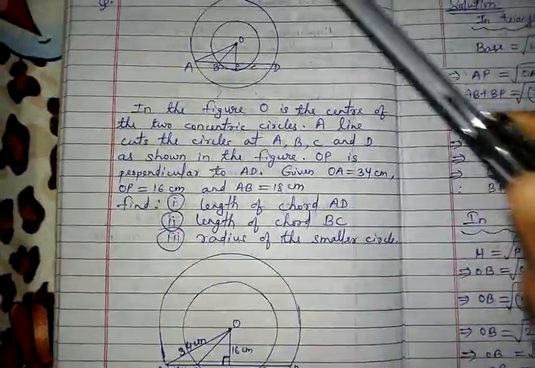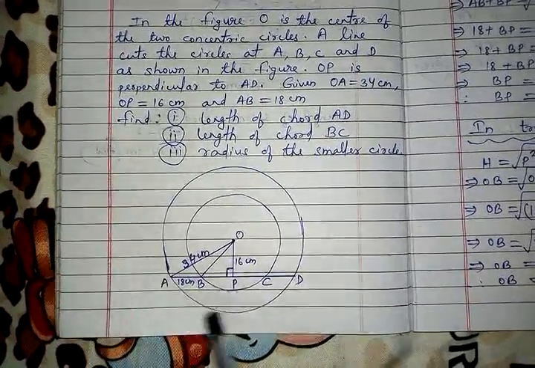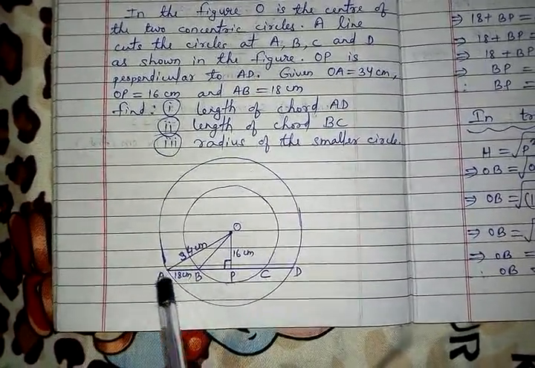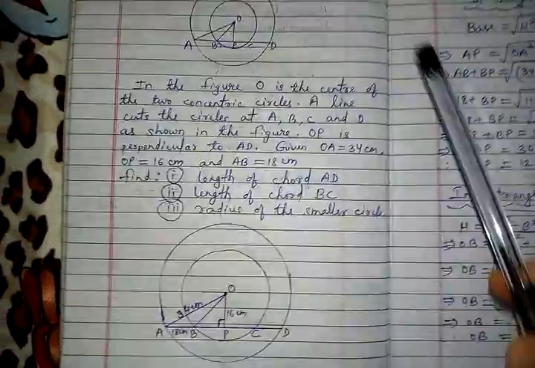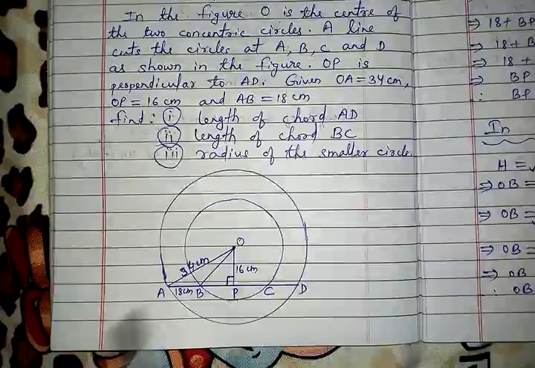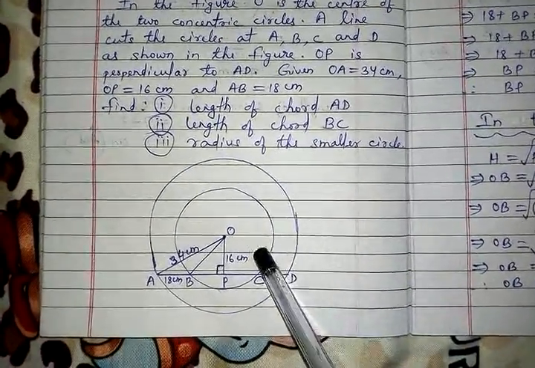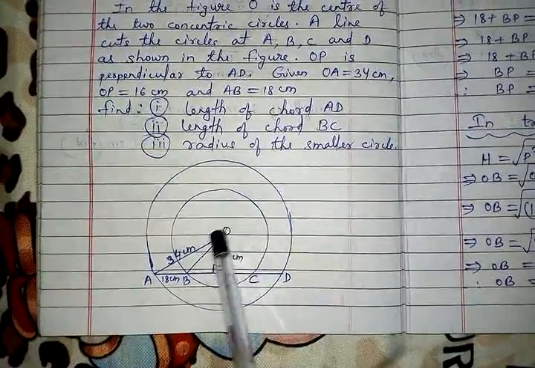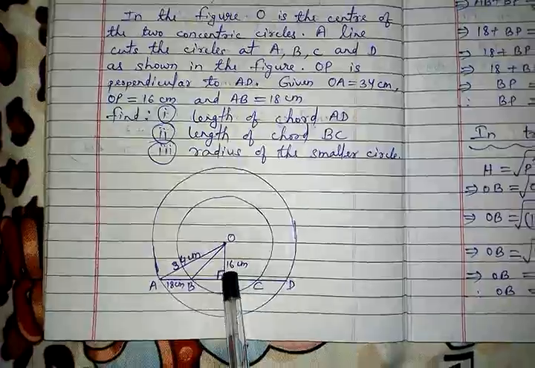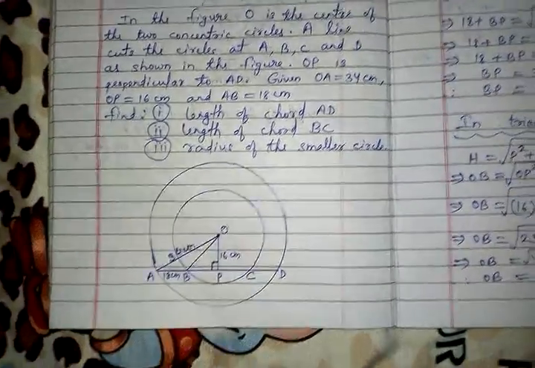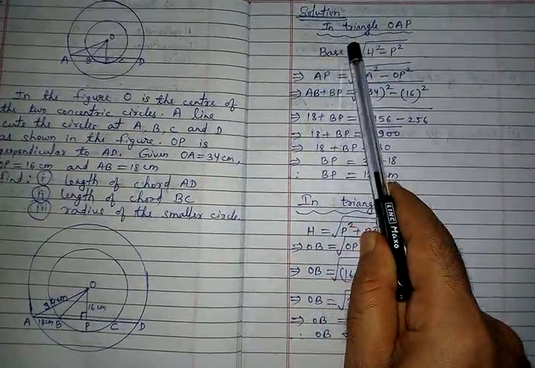So here you can see the same diagram I have made a little bit bigger, because by making a bigger circle I am able to write all the values very distinctly and the diagram looks better than the smaller one. So I made a larger one, same diagram but a little bit bigger in size, and all the values I have put. OP is 16, OA is 34 centimeter, AB is 18 centimeter, it is given, and here it is perpendicular, so 90 degrees. So here you can see in the solution I have taken triangle OAP.